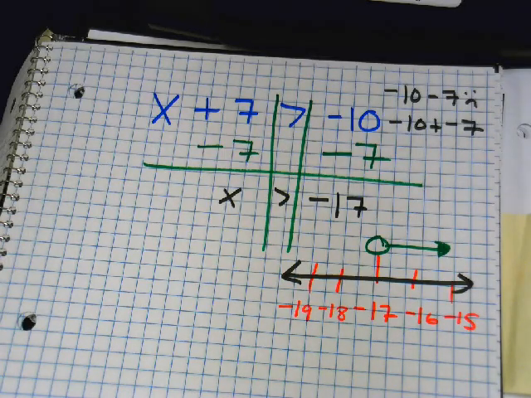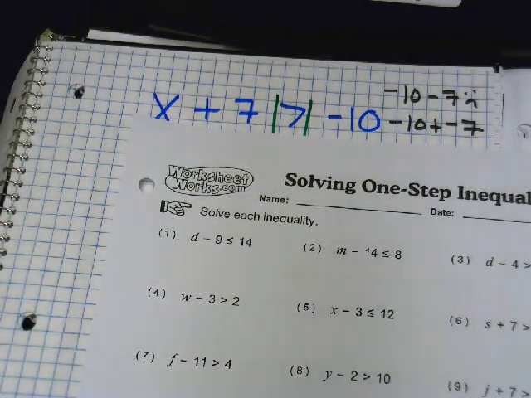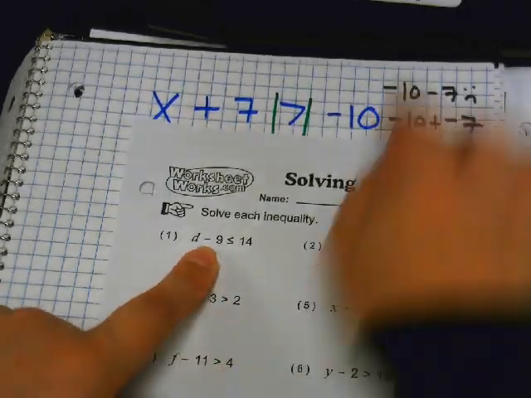Day 1 is supposed to be easy. So you have to do the opposite operation. If you see a minus, you're going to add. If you see an addition, you're going to subtract. You have to do the opposite of whatever you see.